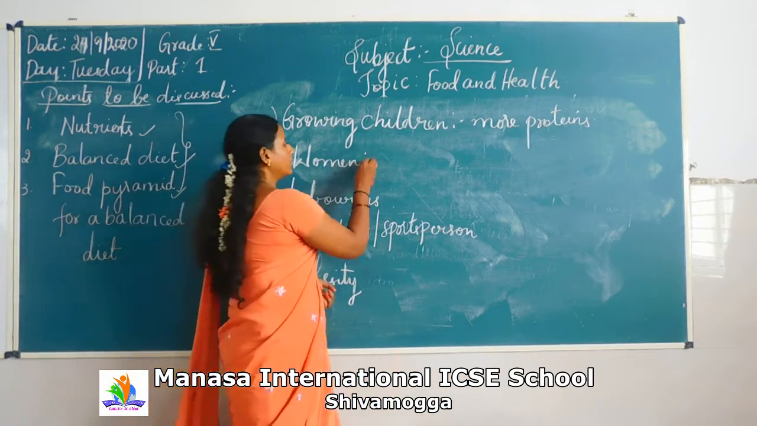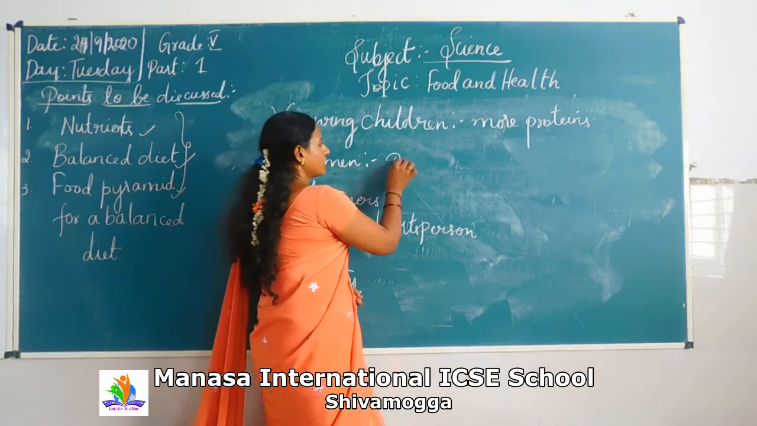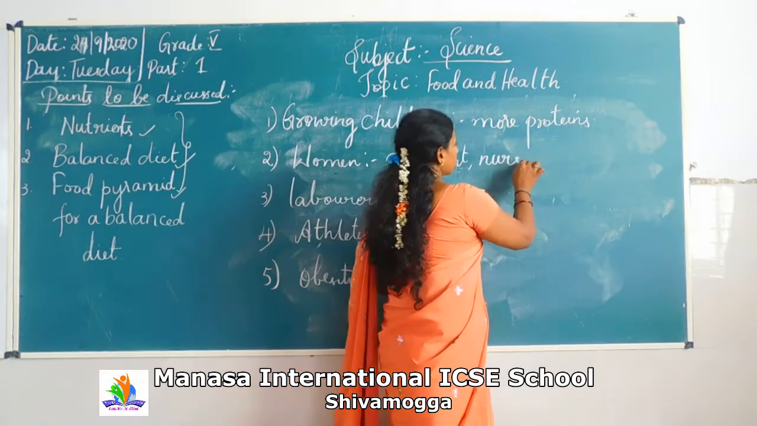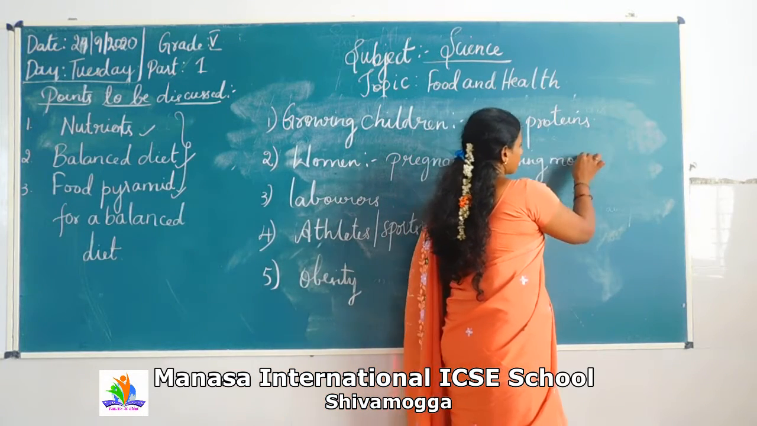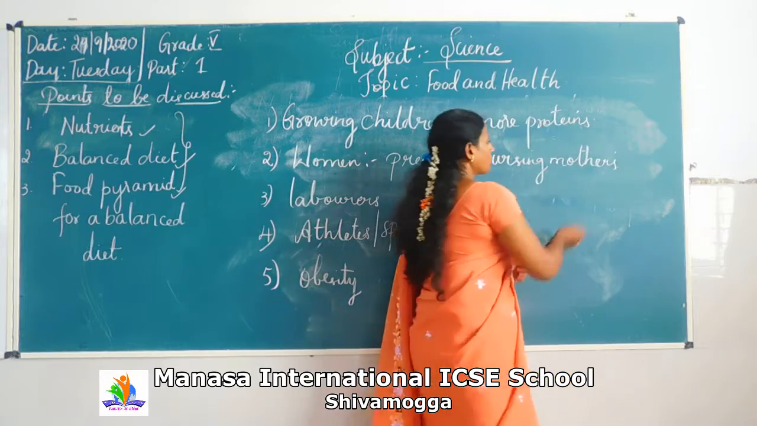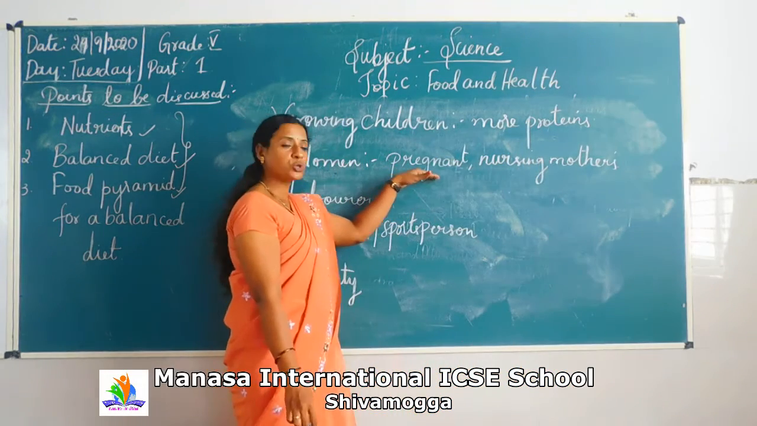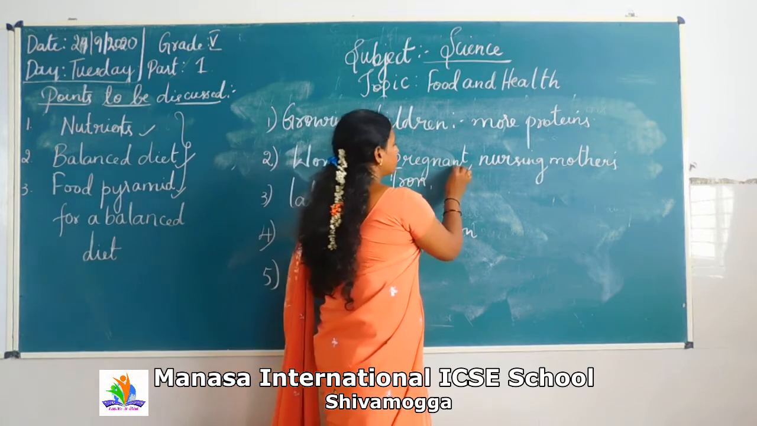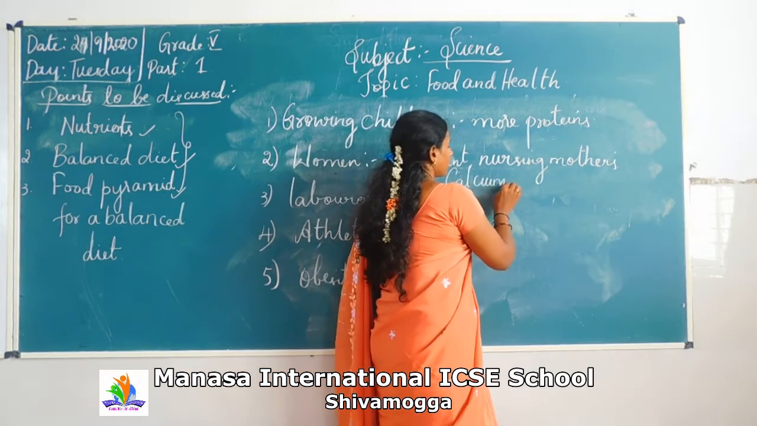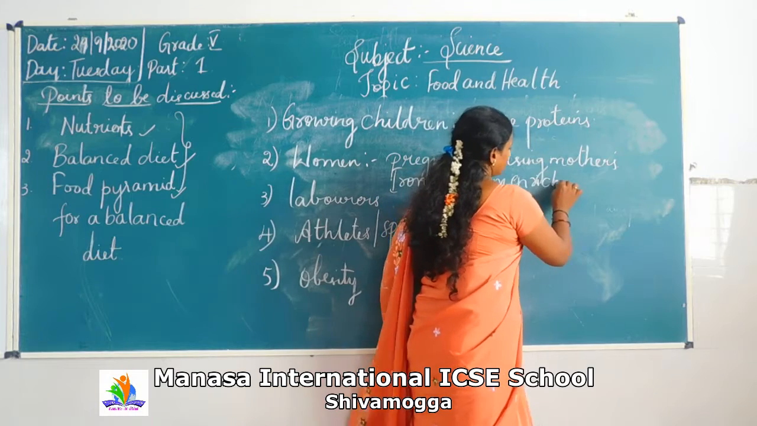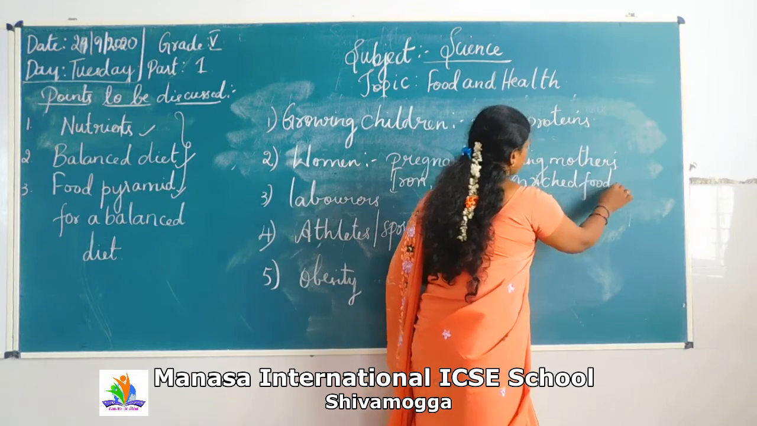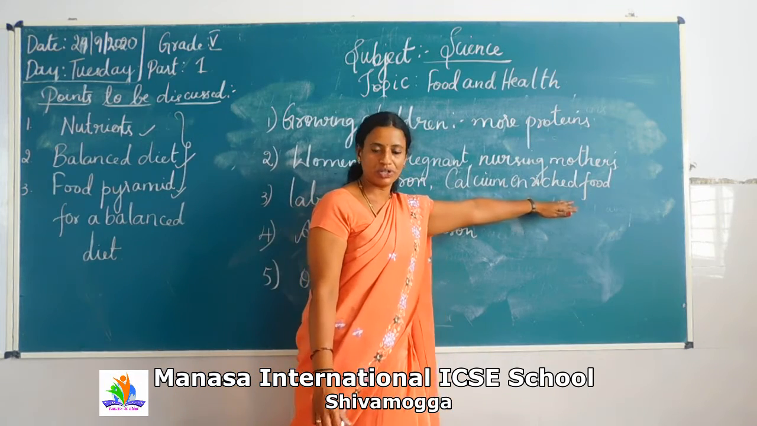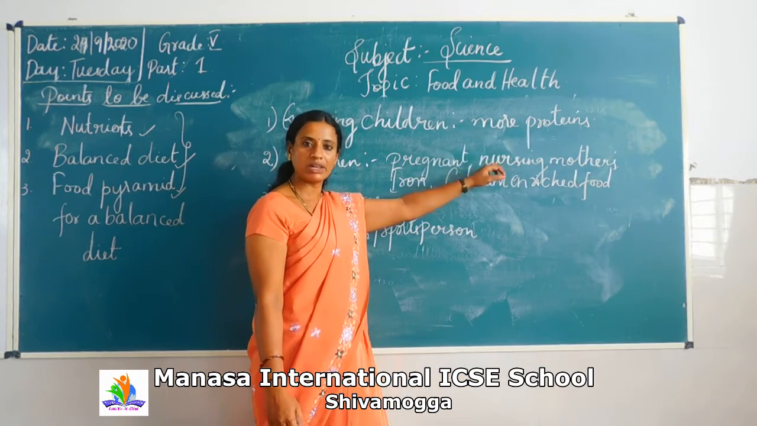Next, coming to women. For example, especially the pregnant women, right? Pregnant and nursing mothers. These both especially should have more iron-containing food and also calcium-enriched food, right? They should eat sufficient iron and calcium-enriched food along with fruits, vegetables, milk, everything.